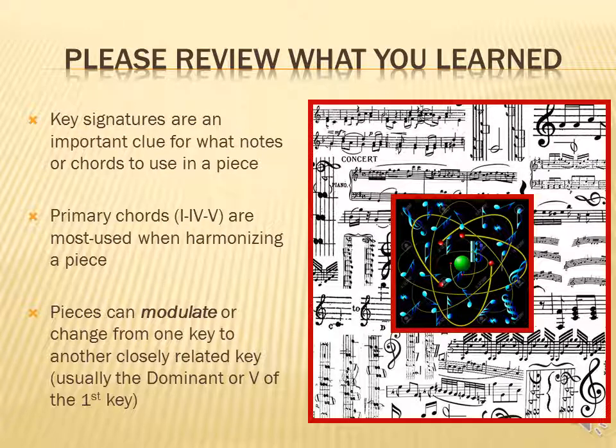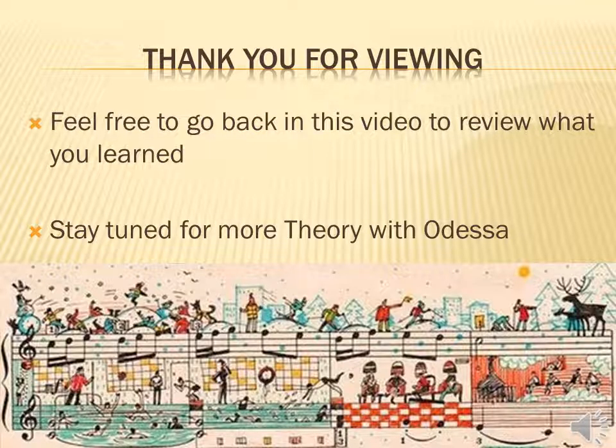Please review what you learned. Key signatures are an important clue for what notes or chords are used in a piece. Primary chords, 1, 4, and 5, are most used when harmonizing a piece. Pieces can modulate or change from one key to another closely related key, usually the dominant or 5 of the first key.